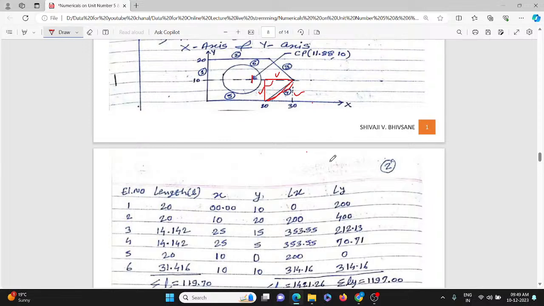Okay, so have you understood this, Tushar? Can you tell me, have you got this?